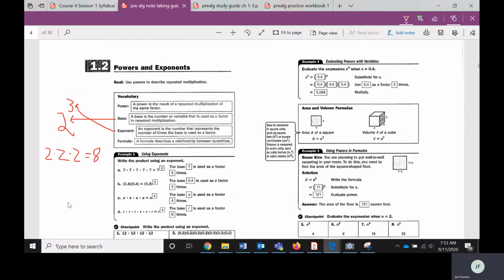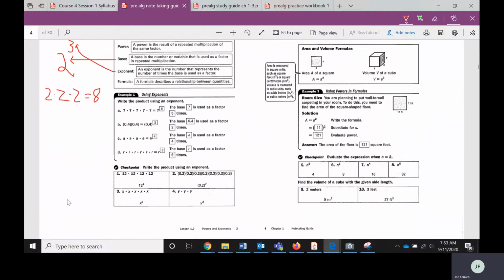So let's take a look at a few problems. It says write the product using an exponent. What they're going to give you is a long multiplication, and you've got to figure out what the exponent should be. Because the number being multiplied is 7, that's your base. There's 1, 2, 3, 4, 5 of them. So the exponent is 5.